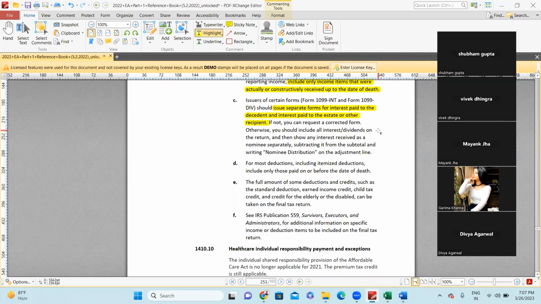Any doubt here? No, sir, no. Clear, sir, clear. Okay, and that is called nominee distribution.